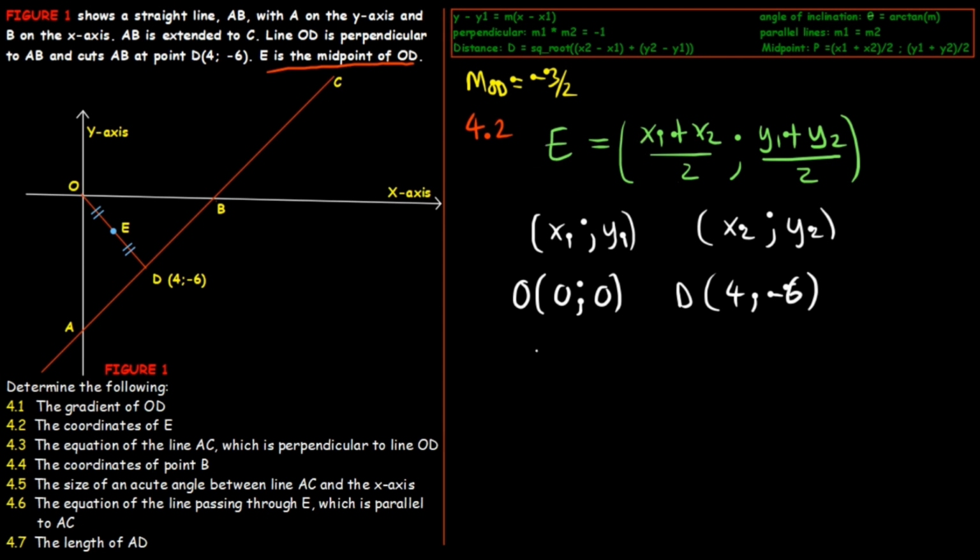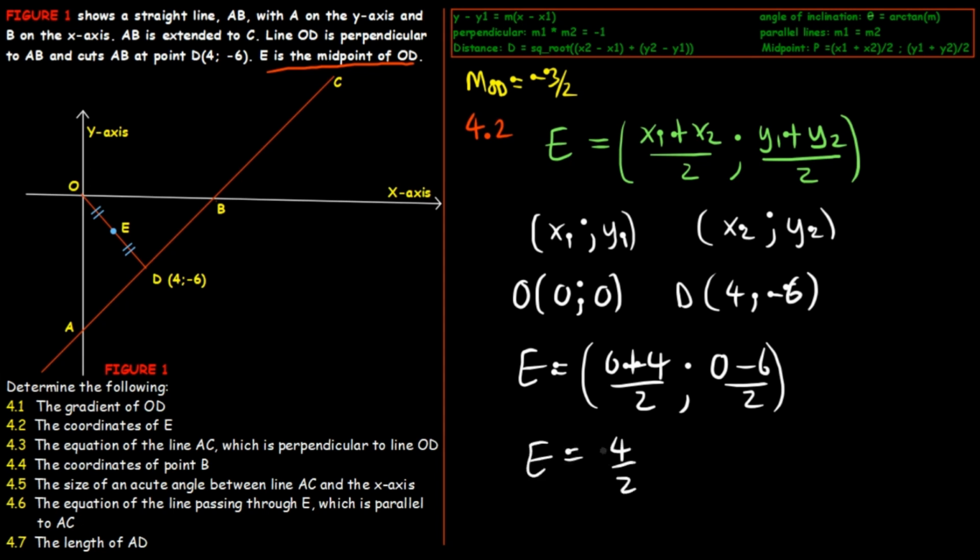This is going to give us: our x1 is 0 and our x2 is 4, divided by 2, and our y1 is 0 and our y2 is -6, divided by 2. Adding, we get 4 divided by 2, then -6 divided by 2. Now let's divide by 2, and we get 2 and -3 as the coordinates of our point E.